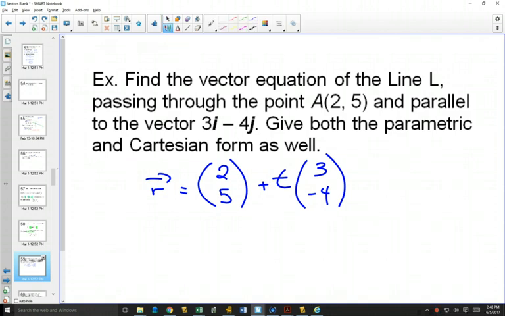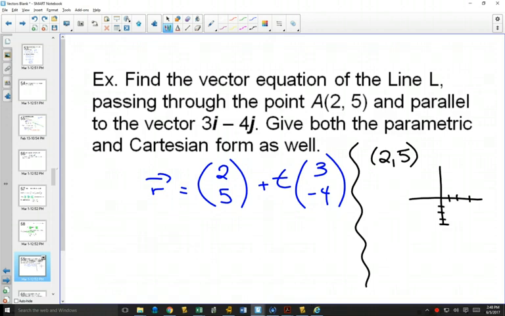So let's think back to grade 10. If you had this point on your line, and if it was parallel to 3i minus 4j, what does that mean? It's parallel to that vector. What would the slope of our line be? Negative 4 over 3. Right? It'd have a negative slope. The rise is going down 4, 3 to the right, negative 4 over 3.